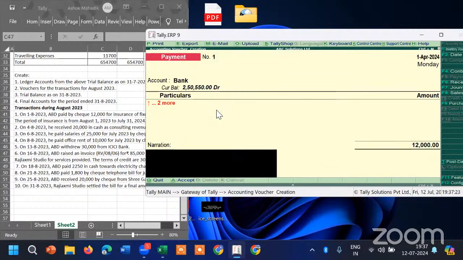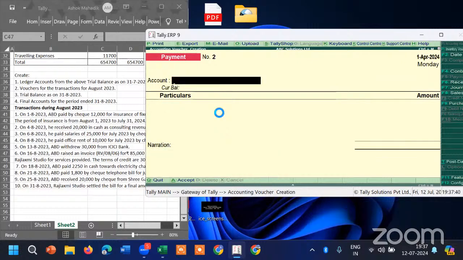You can write everything in narration. Even while writing the answer in theory, you can write narration. You can show the journal entry. What journal entry will show? Insurance of fixed assets account debit to bank. The entry is passed through payment voucher like that. Control A, so that adjustment is done.